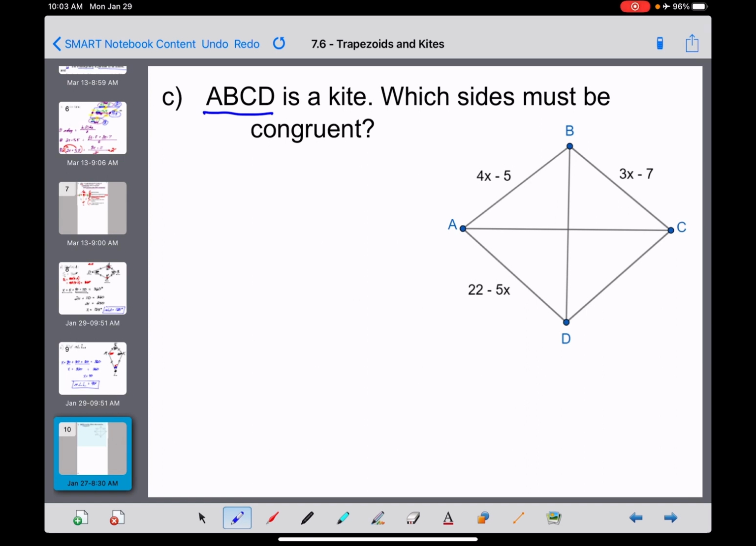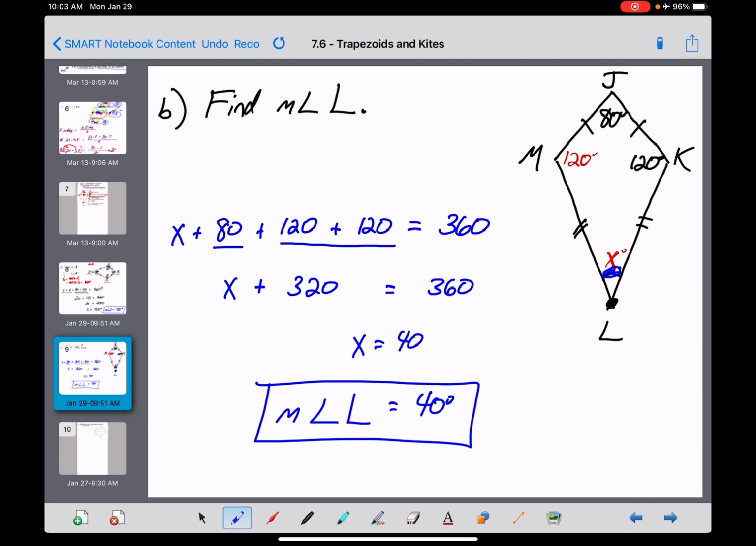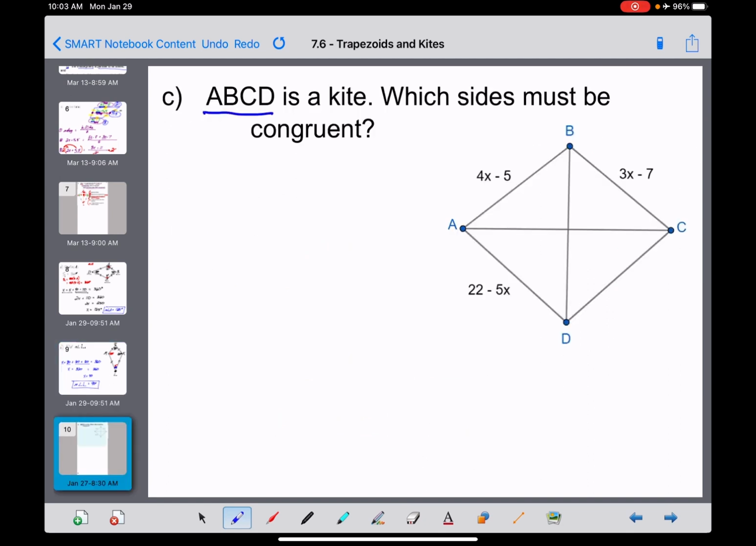But you'll notice the diagram doesn't give you any tick marks, unlike the diagrams in the last couple of problems. So we don't know which sides here are congruent to each other. And that's the question: which sides have to be congruent in this figure right over here? The way we're going to handle this problem is to realize that there's a very limited number of options for what could be the case right here.